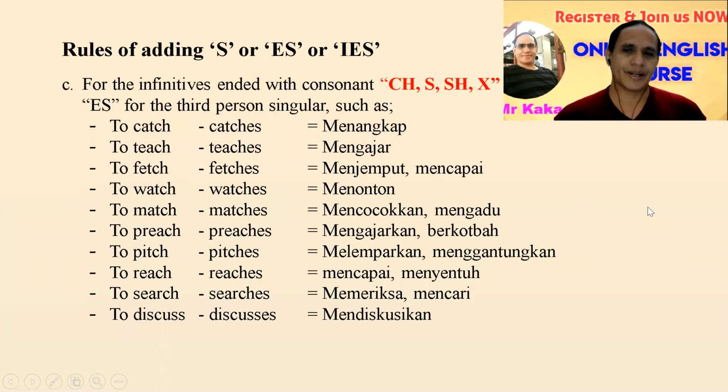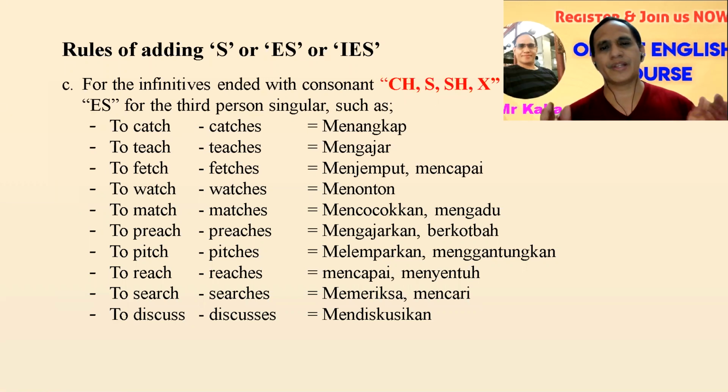The next rule of adding s or es or ies is for infinitives ending with the consonants ch, s, sh, x, which are usually added by es for the third person singular. For example, let's see the example here: catch will be catches.